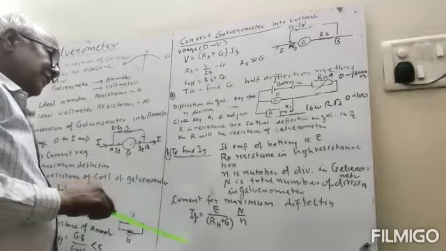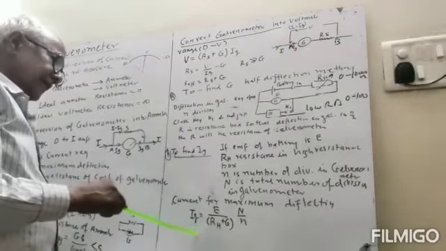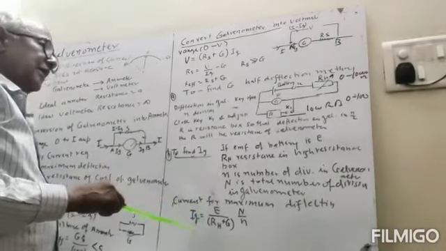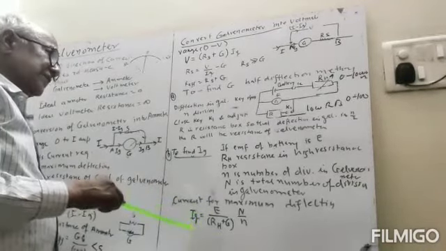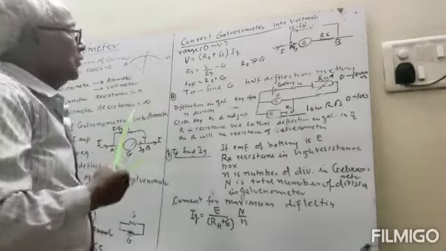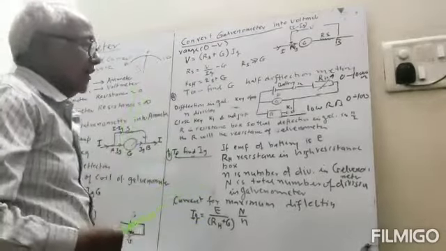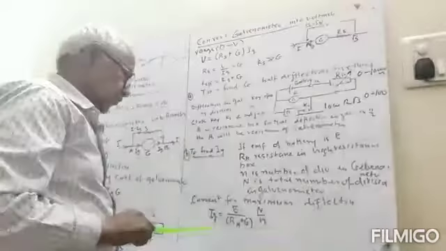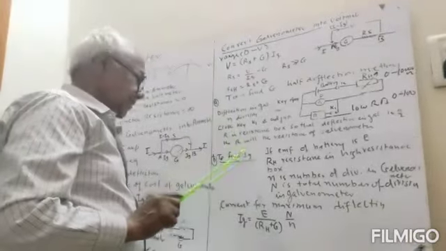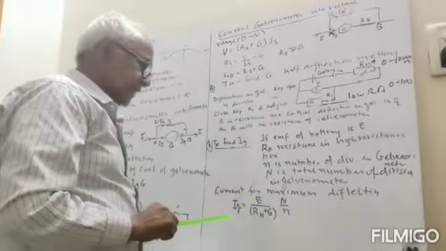So Ig should be calculated and it should be a correct one. If Ig is not correct, then for the conversion to a voltmeter, Ig is required. For the conversion to an ammeter, Ig is required. So you should take sufficient accuracy to measure Ig.